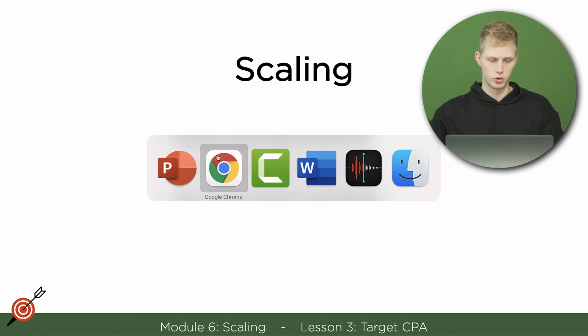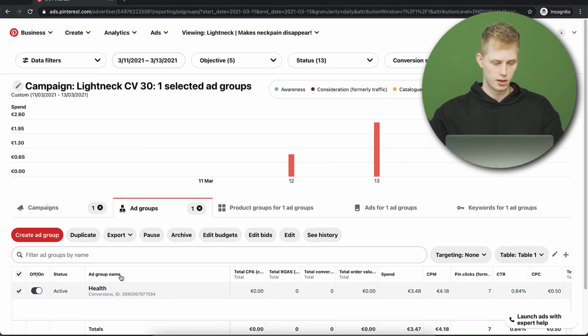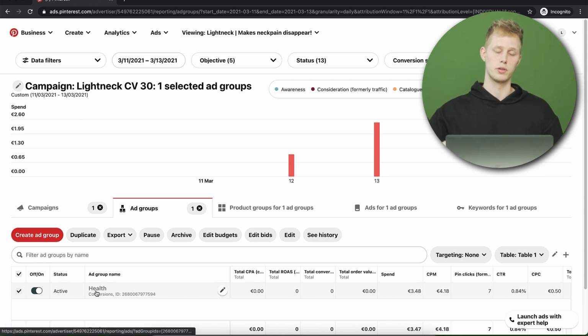Now I'm going to show you what this looks like in your ad account. So here we are in the conversion campaign again, and let's say this one's performing really well. Then what we do is duplicate this, and I usually only create target CPA campaigns or ad groups if the CPA of the ad group that we want to duplicate is below 60% of our profit margin.